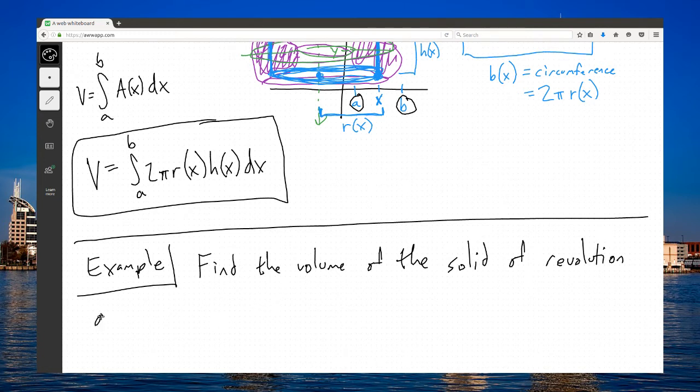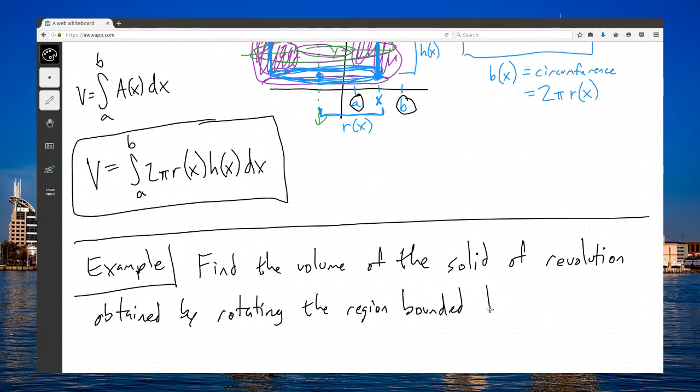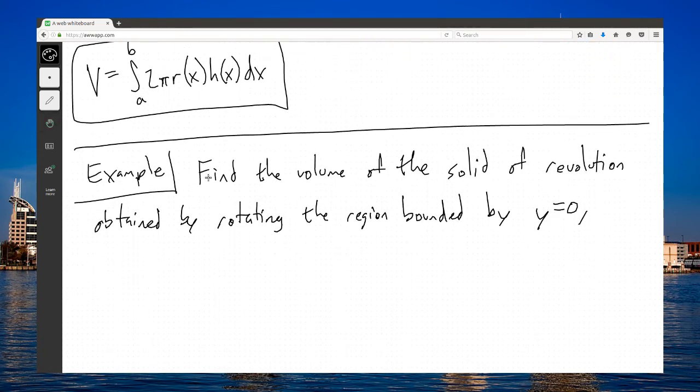Obtained by rotating the region bounded by y is equal to 0, x is equal to 1, and y is equal to the square root of x. And we're going to rotate that around the axis x is equal to -1.